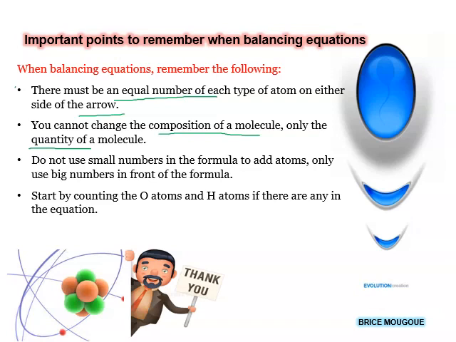Again, you cannot use small numbers in the formula to add atoms. Only use the big numbers that are in front of the formula. And lastly, you start by counting oxygen atoms and hydrogen atoms in a compound or molecule if there is any in that equation.